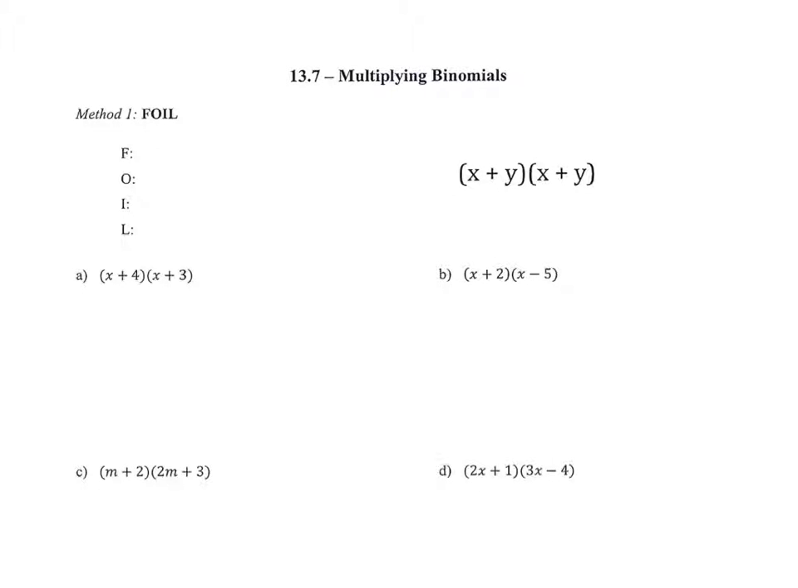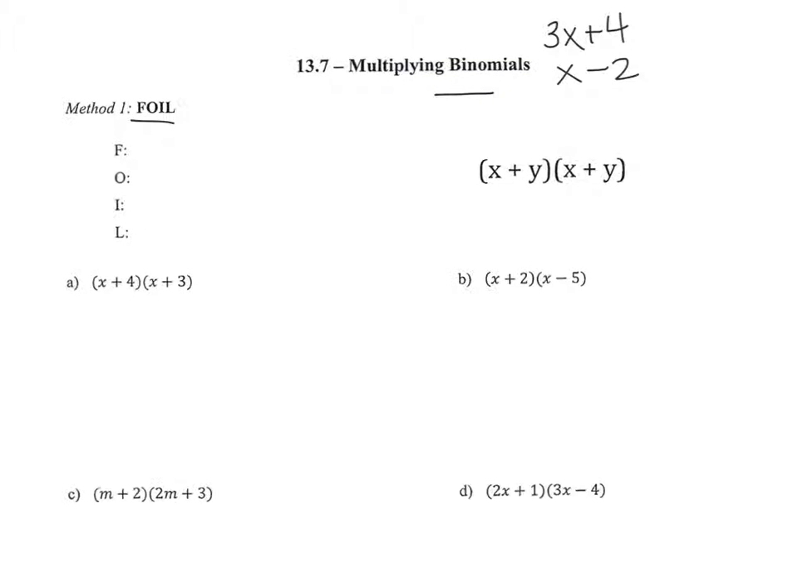Okay, to multiply binomials, if you remember, binomials are polynomials with two terms. So 3x plus 4 is a binomial. X minus 2 is a binomial because it has two terms. So the method that we use to multiply two binomials is called FOIL.